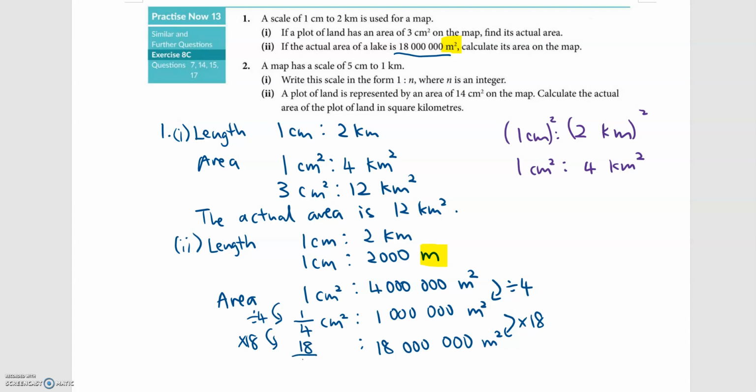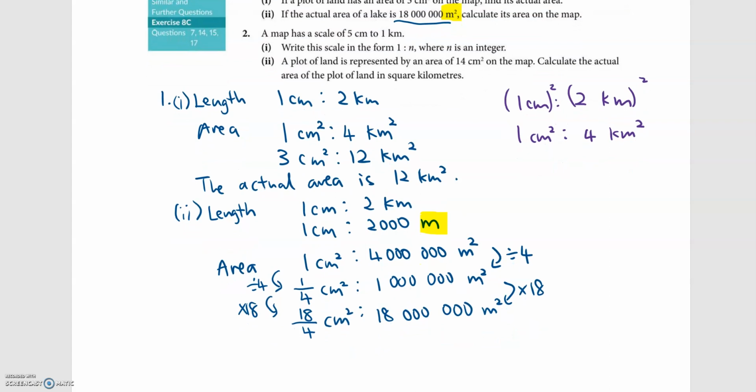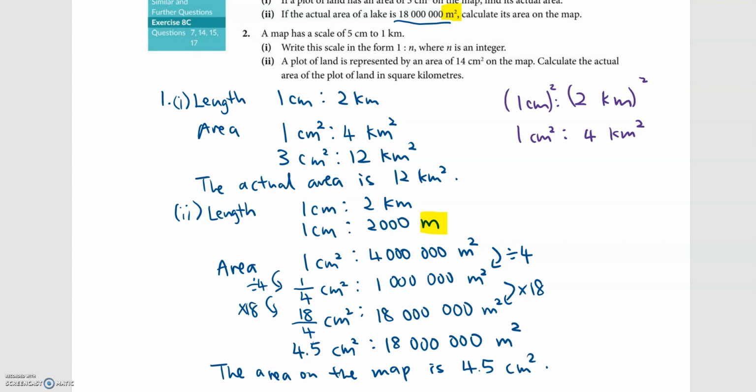So my answer will be 18 over 4 cm square. If you work this out using your calculator, you will get 4.5 cm square to represent the actual area of 18 million meters square. So the answer is as follows.